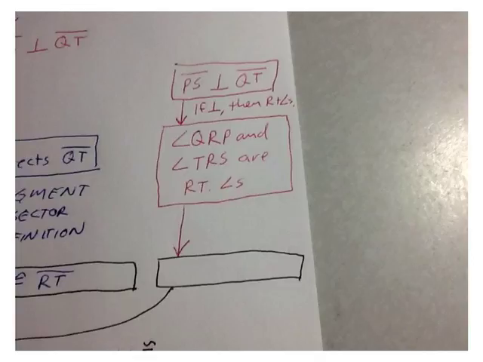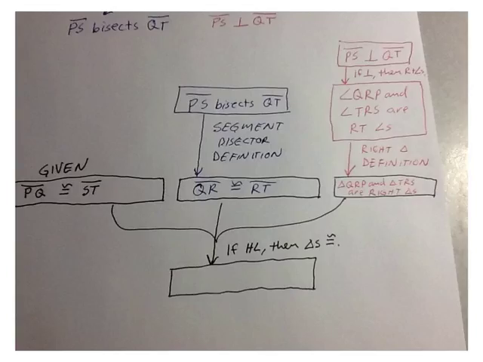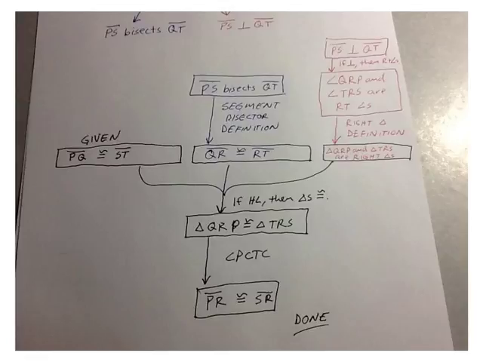Next, the fact that we have perpendicular segments means that we have right angles. So angle QRP and angle TRS are both right angles. And the fact that we have right angles in triangles indicates that we have right triangles, based on the right triangle definition. That triangle QRP is congruent to TRS, and by the CPCTC, we've established that PR is congruent to SR. And we're done.